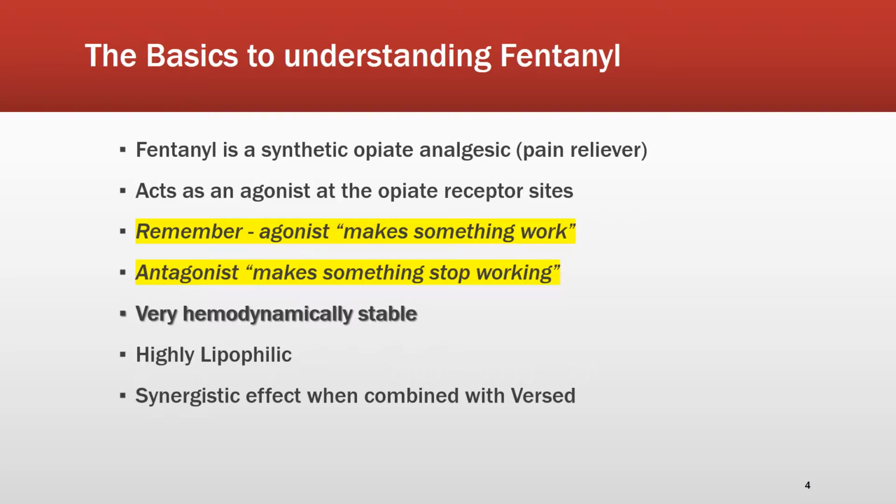So what is fentanyl? It's a synthetic opiate analgesic. It's a pain reliever. We use it to treat pain. It acts as an agonist at the opiate receptor sites. And always remember that an agonist makes something work and an antagonist makes something stop working.